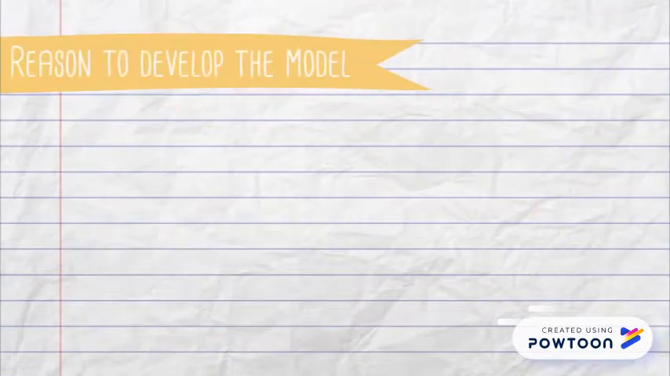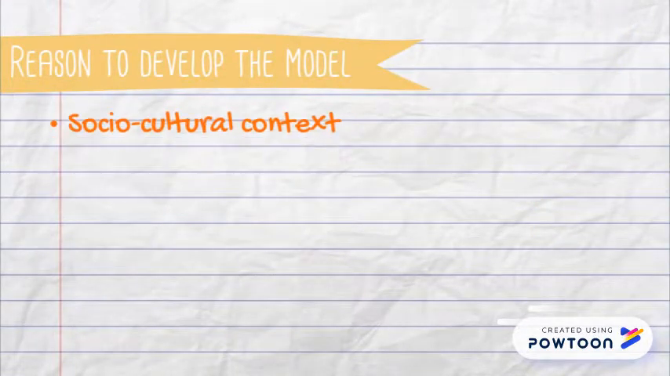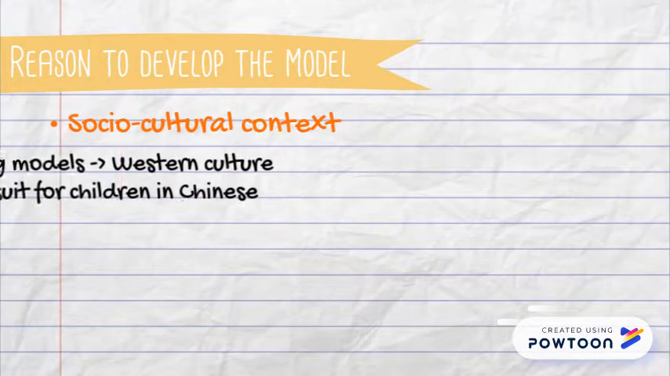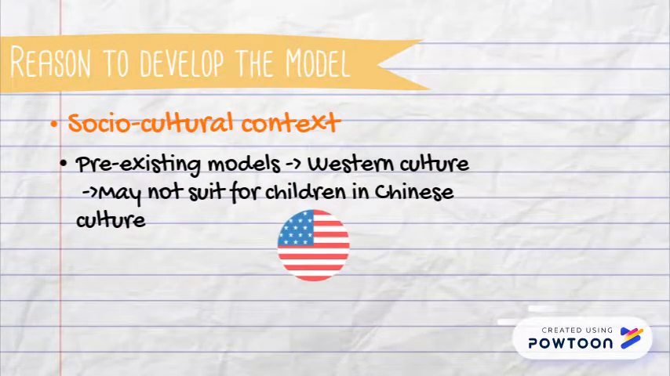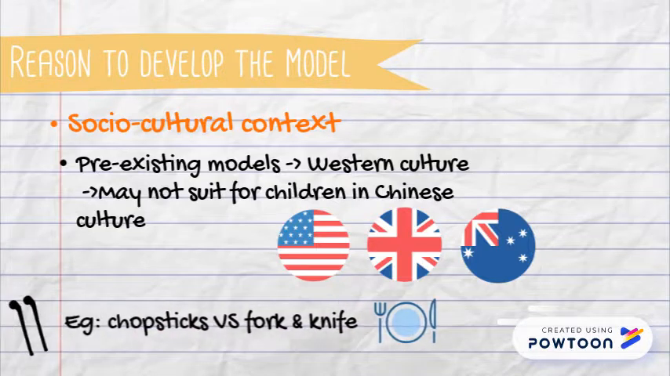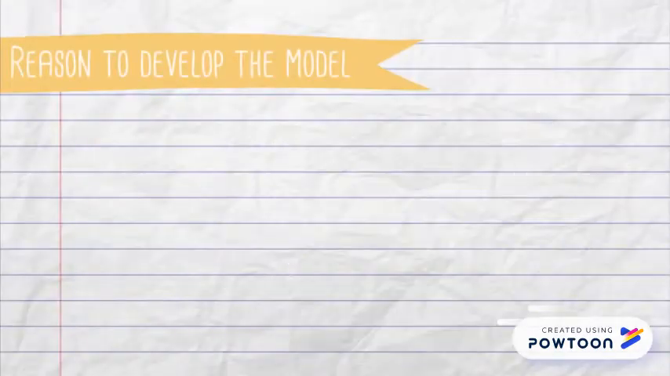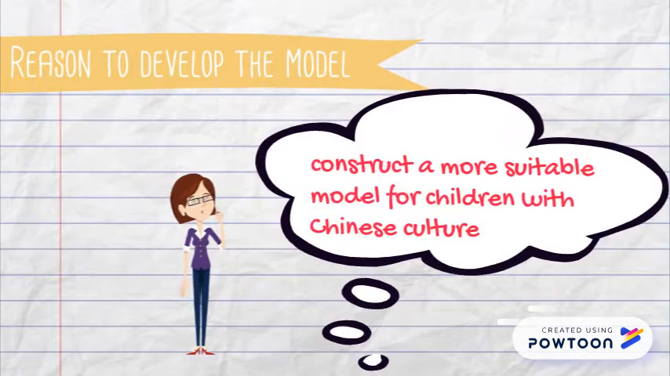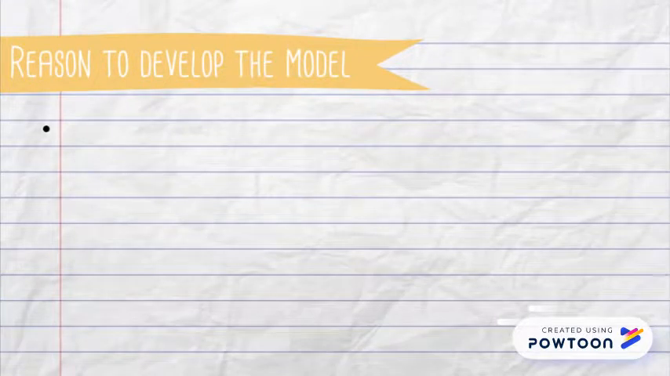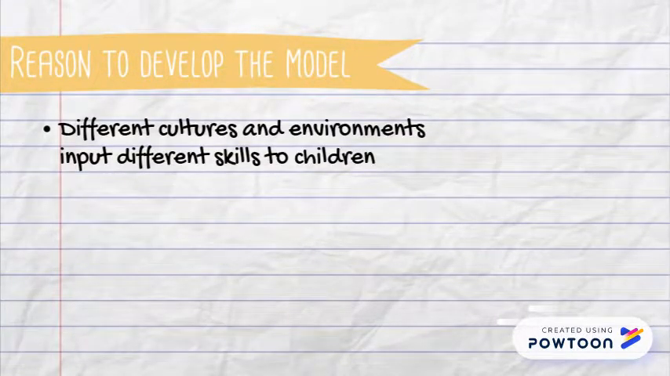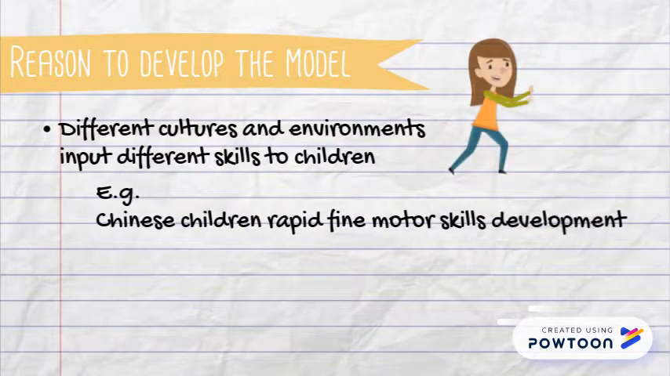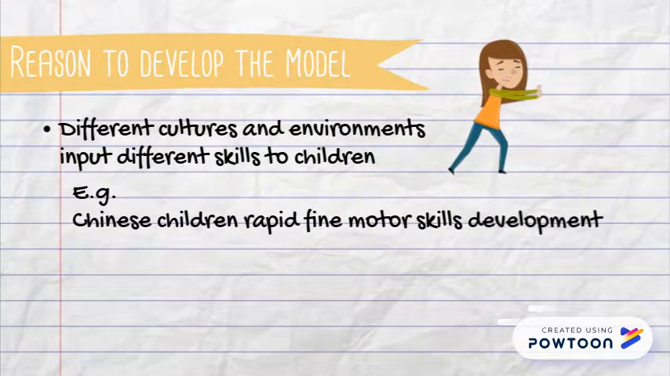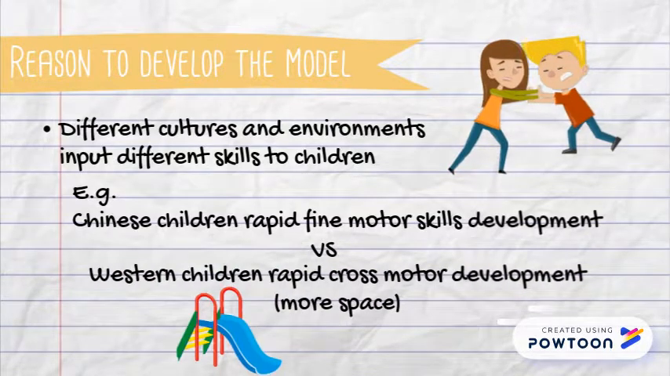The hand function evaluation model is specified for preschool-age children with Chinese culture, because Dr. Li Zhang found that there are cultural differences between the targets of pre-existing models and Chinese children, causing misfit. This is why the model stresses evaluation using tasks matching with Chinese culture. Also, she found that different cultures and environments give different skills to children. Chinese children are relatively good at fine motor skills, while Western children are good at gross motor skills. So, our own framework is needed for the study.